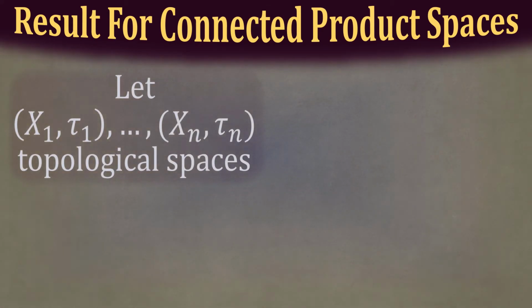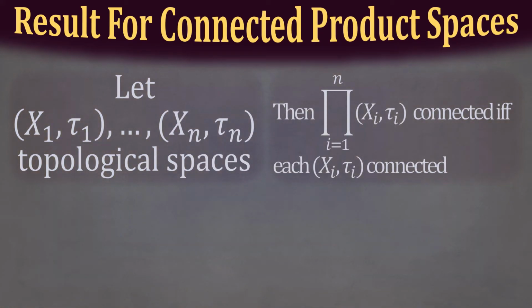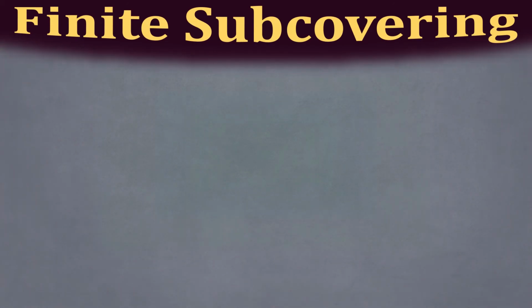If X with T is connected, then Y with T1 is also connected. Then let's give a result for connected product spaces. Let X1 with T1 up to Xn with Tn be topological spaces. Then the product of all Xi with Ti for i from 1 to n is connected if and only if each Xi with Ti is connected.